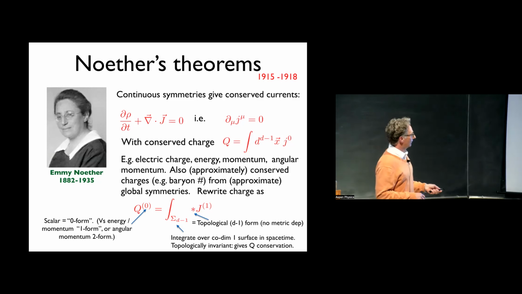So instead of calling it a D minus one dimensional space, I'll call it a codimension one space, because that's one transverse direction. And we could write it in this mathematical way in terms of the Hodge star of a one form. It turns out that this thing that's being integrated is topological. So even though it might not be obvious from writing it this way, there's no metric dependence. And the fact that there's no metric dependence is why it's a conserved charge. So we could move this surface around and the charge will be conserved.